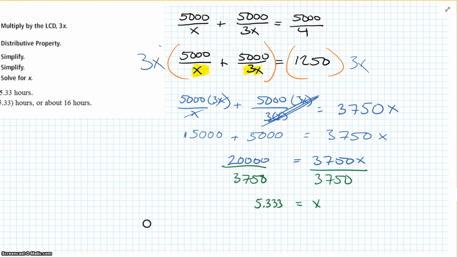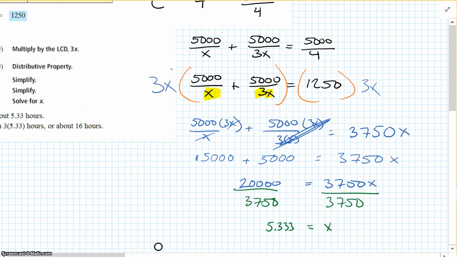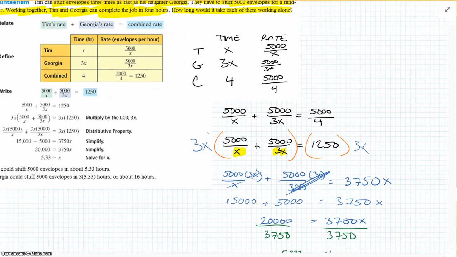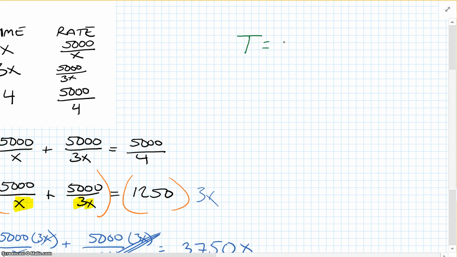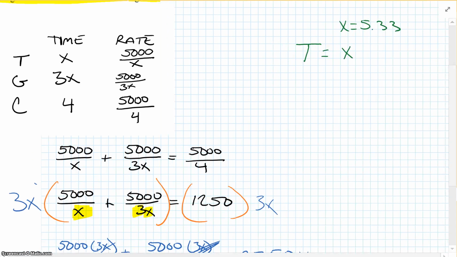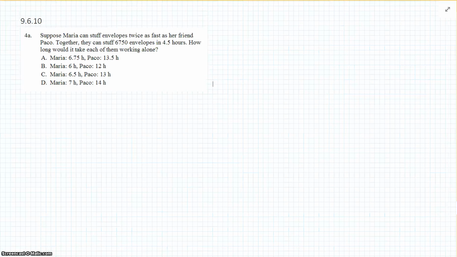So now we can solve for their times. So let's look. Well, Tim was what? x? What did we say x was? 5.33? So it would take Tim 5.33 hours to do the whole thing. It would take Georgia 3x, which would be 16 hours. So Georgia by herself would take 16 hours, and Tim by himself would take 5.33 hours. Okay, next example.